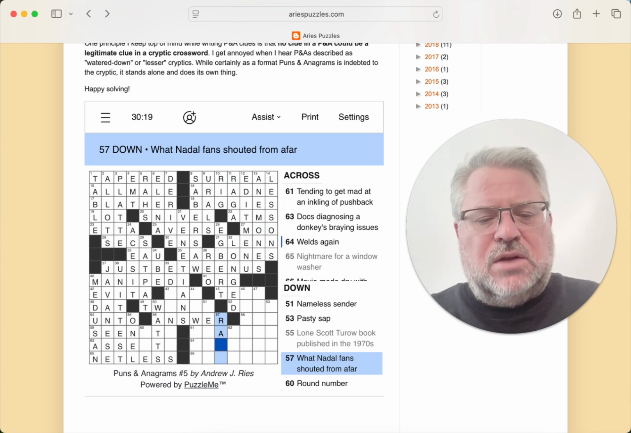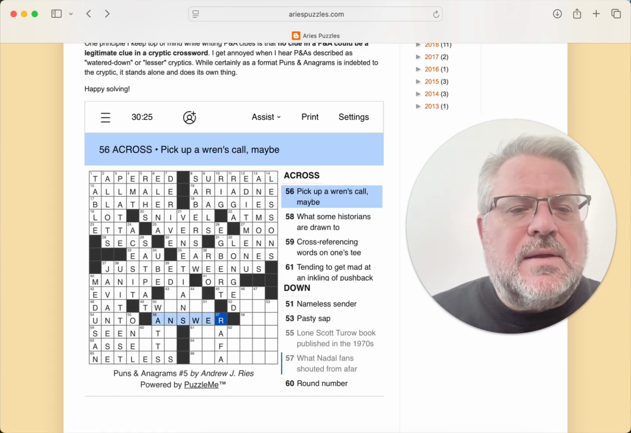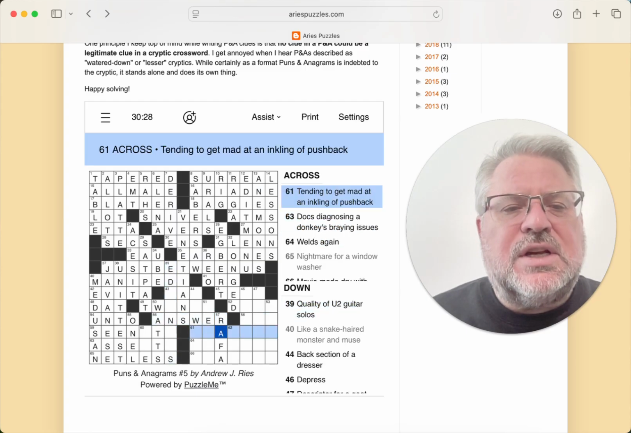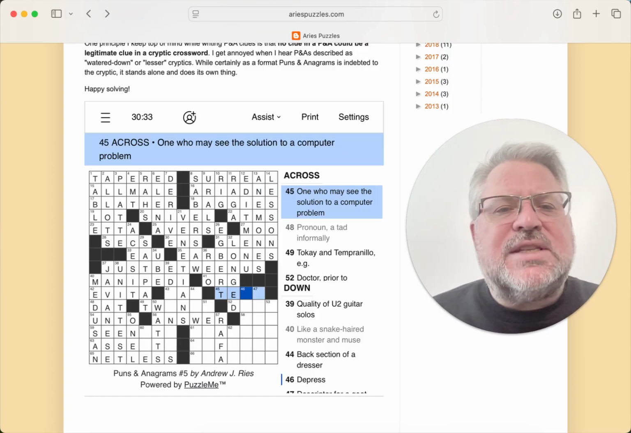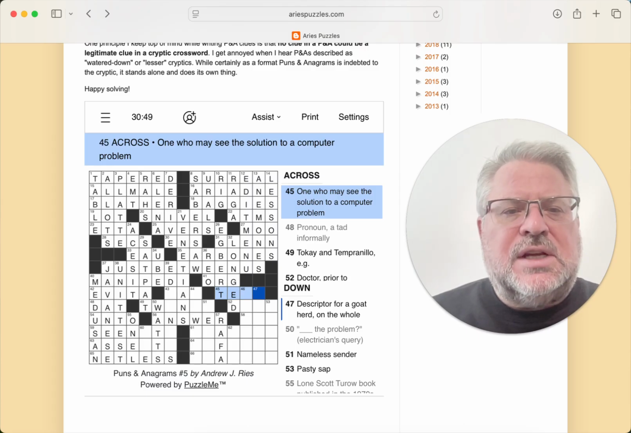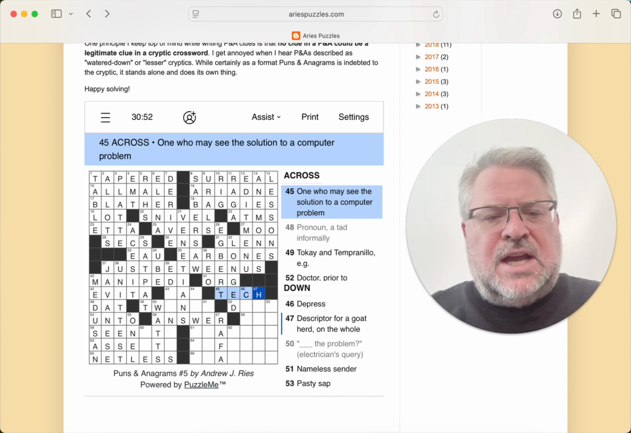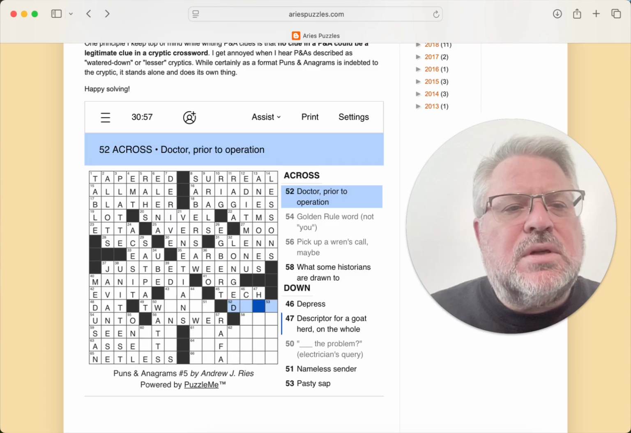So Rafael Nadal was known as Rafa to his fans, which is an anagram of afar. Wish I could figure out this section here. Maybe I can get it backing into it. 45 across, one who may see the solution to a computer problem. A tech. We take C, the word C, but make it a letter C, and then THE can give us a tech or a technician. 52 across, doctor prior to operation.